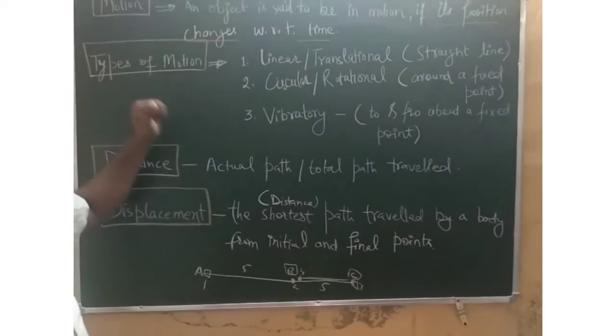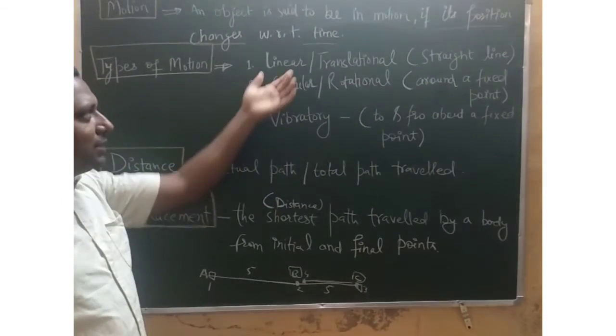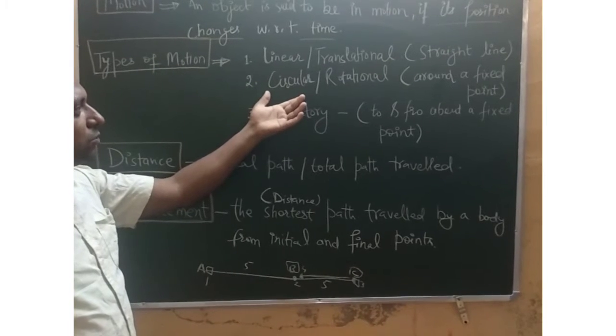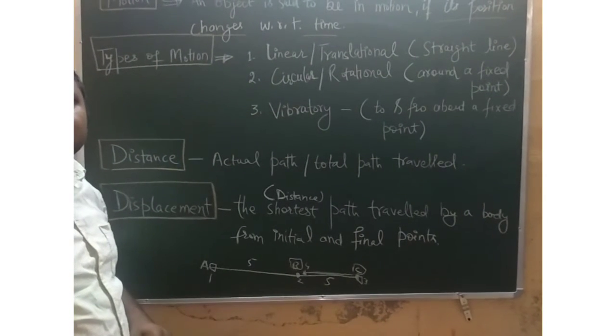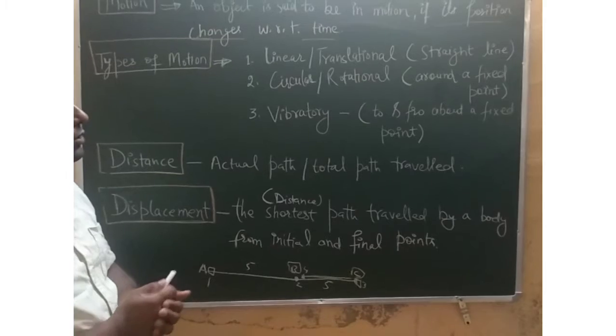Now, types of motion. Basically, there are three types of motion. One is linear motion, one is circular motion, and another is vibratory motion. What about linear motion or translatory motion?